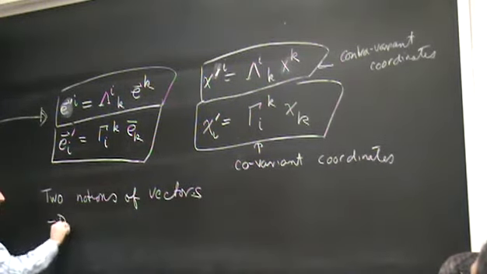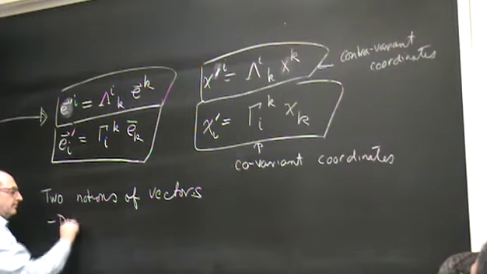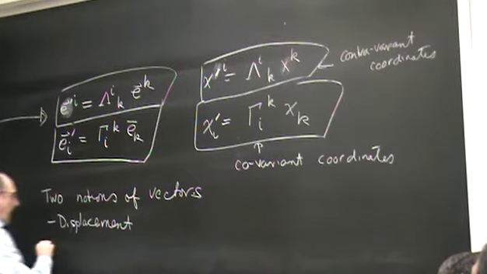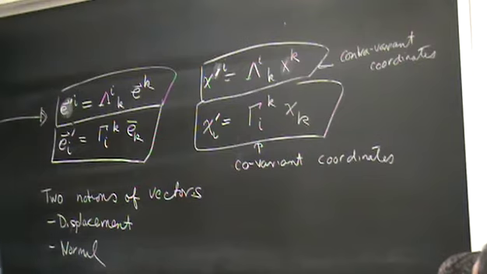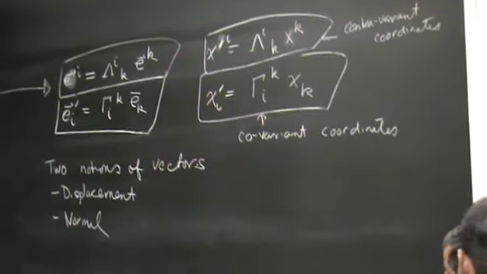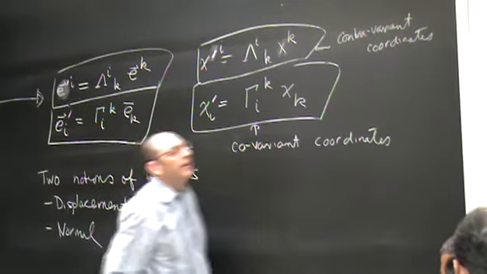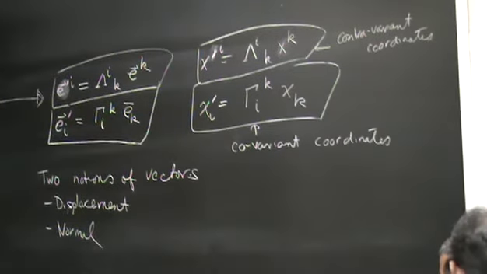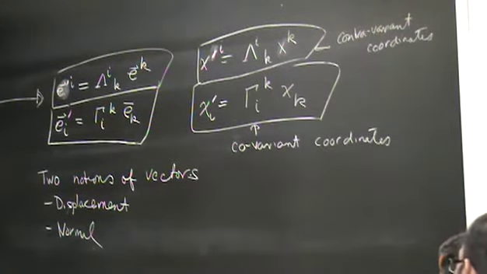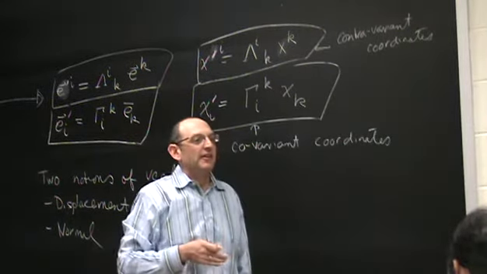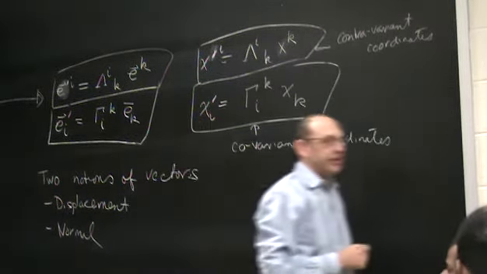There's a notion of displacement and a notion of normal. Normal to a level surface. And the covariant and contravariant components correspond to either displacing along the level surface or being normal to a level surface. Let's draw a picture.